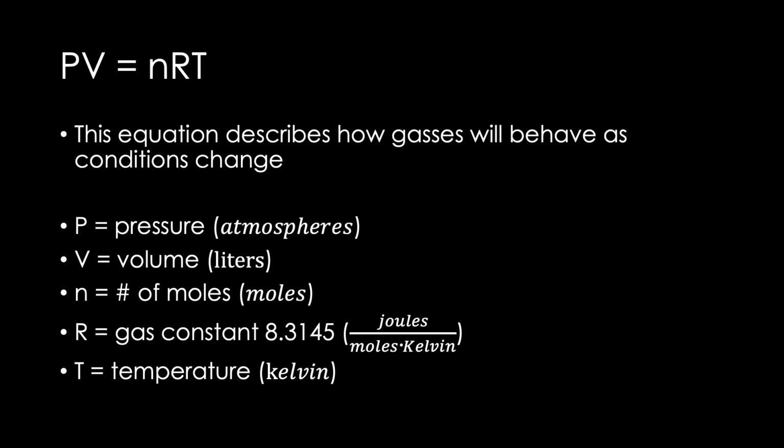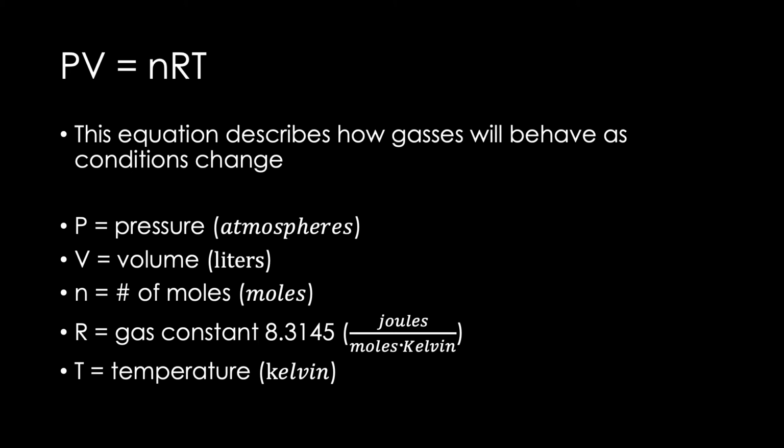What is the ideal gas law? It's nothing but an equation that should describe how gases will behave. The equation is PV equals nRT. This equation can tell us how gases will behave as the conditions they are in change from one situation to another. Or we can predict one variable that constitutes a gas if we know all the others.